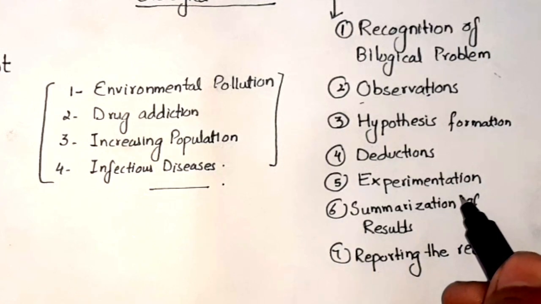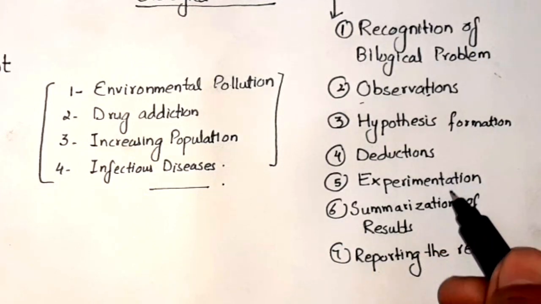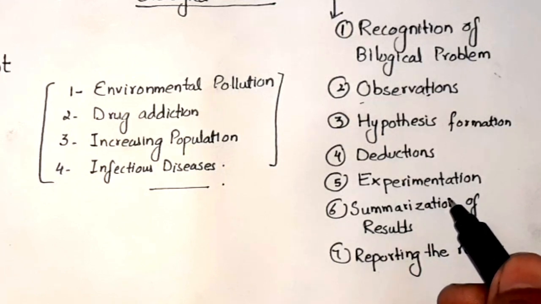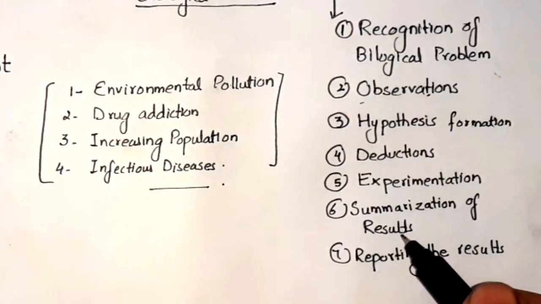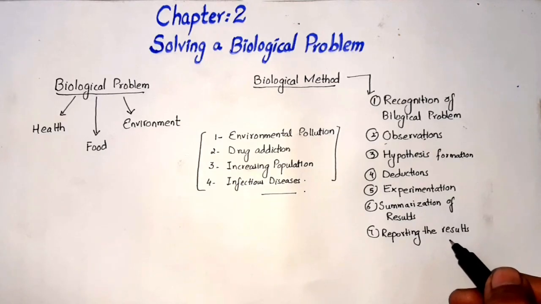Then experimentation. When we have made a hypothesis and we have drawn the deductions, then we will conduct an experiment to see whether our hypothesis is true or not. Then we will summarize the result, and then at the end, this result is published in books, journals, or is presented in national and international seminars or in meetings.